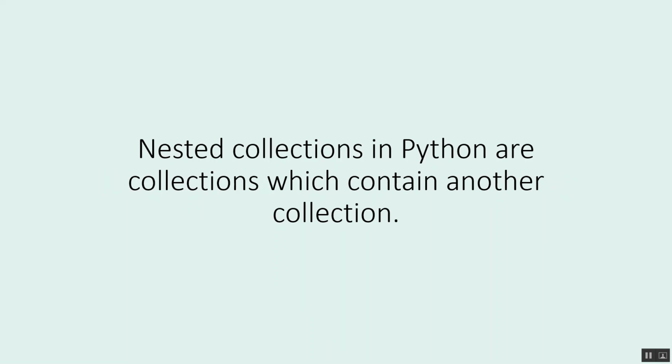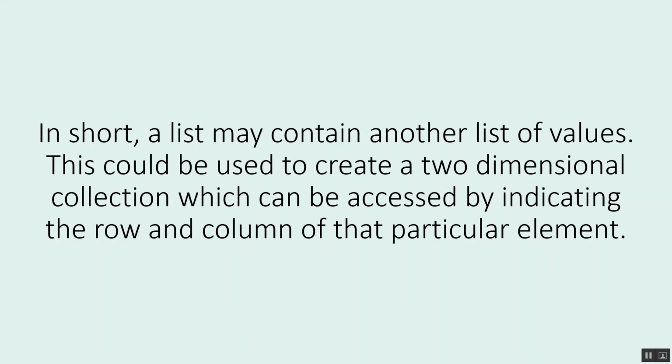For today, we will discuss nested collections in Python. When we say nested collections in Python, these are collections which contain another collection. In short, it is a list that may contain another list of values. This could be used to create a two-dimensional collection which can be accessed by indicating the row and column of that particular element. For example, in a table, in order to retrieve a data, you have to include the row and the column of that data, just like in Microsoft Excel.